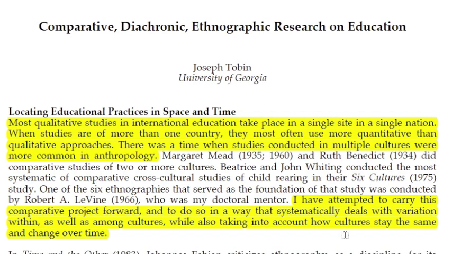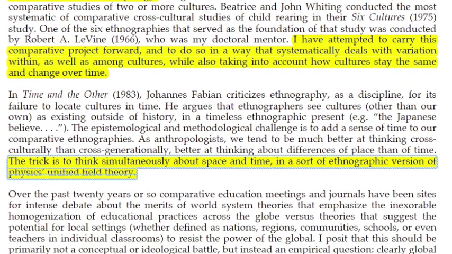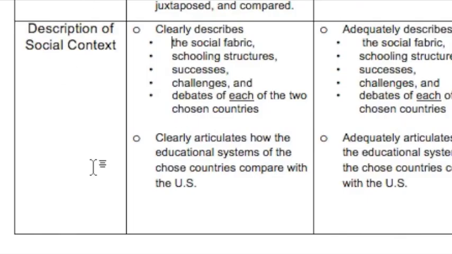I am the one that did the highlighting here. The copy that I have posted for you also has these highlights. I am strongly encouraging you to download and glance over. I know we're all busy. The trick to doing this right is to simultaneously think about space and time in this ethnographic version of the unified field theory of physics. The social context, not just what it is, but how it came to be, right?